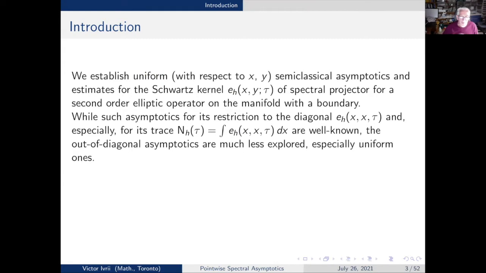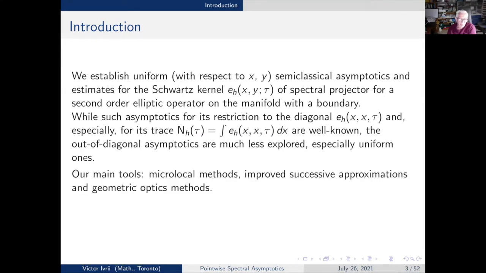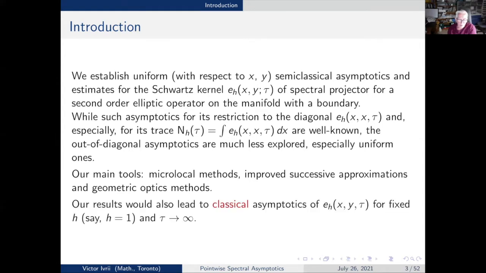While such asymptotics for its restriction to the diagonal, and especially for its trace, are well known, the out-of-diagonal asymptotics are much less explored, especially uniform ones. Our main tools are microlocal methods, improved successive approximations, and geometric optics methods. I just want to mention that we can get out of this classical asymptotics, so when h is fixed and tau goes to infinity.